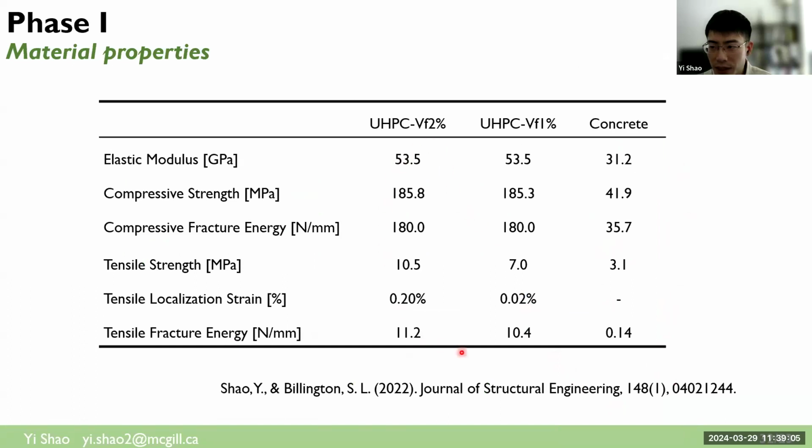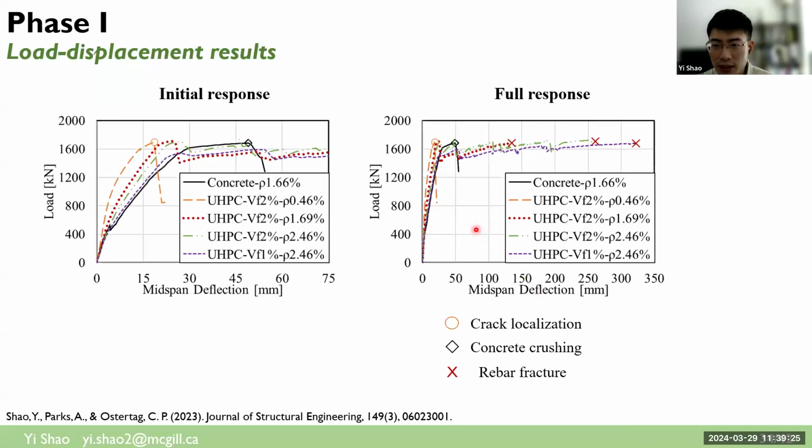And here we show the material properties of UHPC compared to concrete. So you can see that it has higher compressive strength, higher elastic modulus, higher compression ductility or compressive fracture energy, as well as high tensile strength and high tensile fracture energy, which is material behavior we previously discussed. And then since time is limited, let's just briefly review the results.